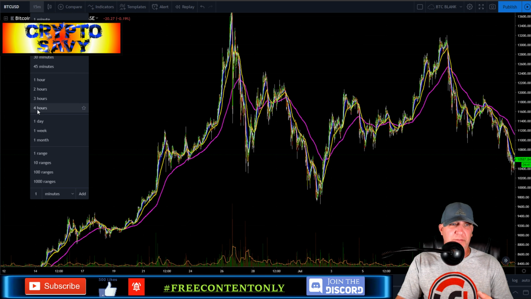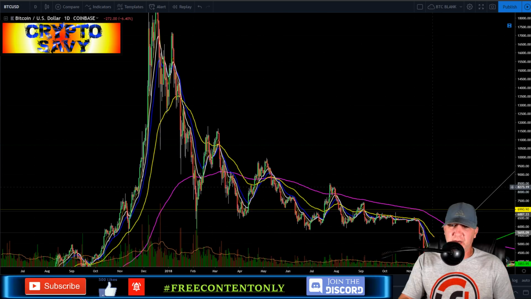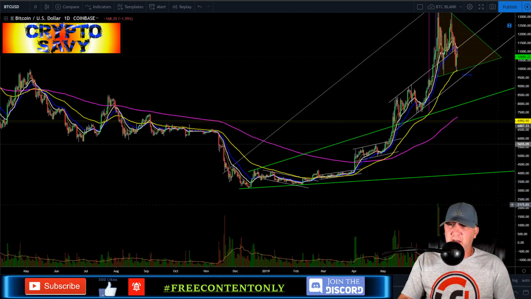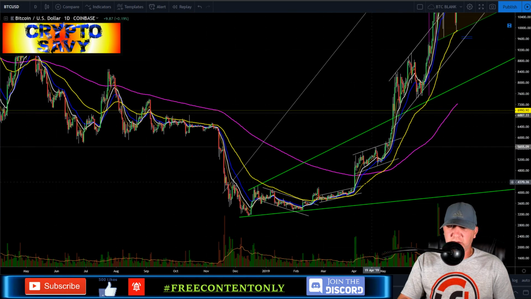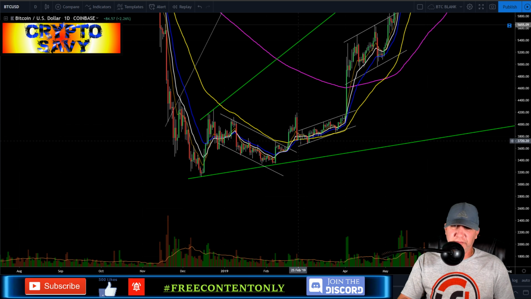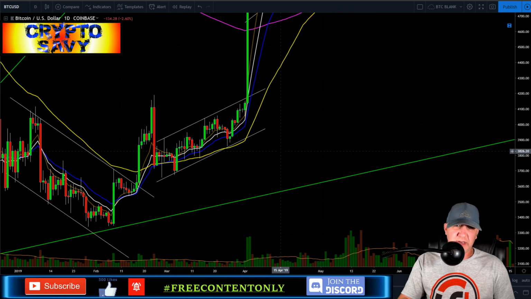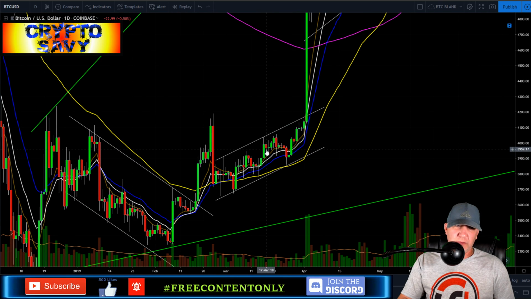But if we go to, say, the daily and see how they react in the daily, you can see what happened when we crossed over here. Where did they cross in the daily? It would have been right here in February at about 3,700. So if you'd have longed it there when they crossed, actually, you would not have longed it till a candle opened and closed in the daily.